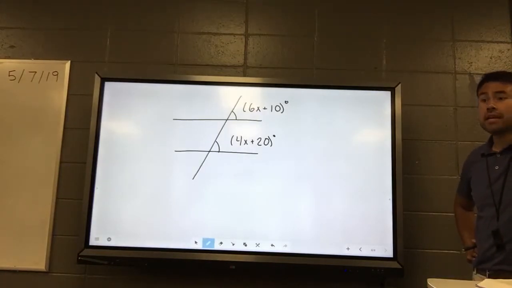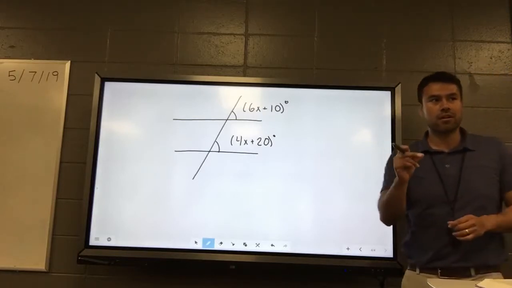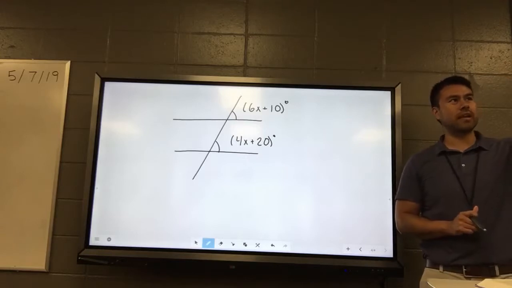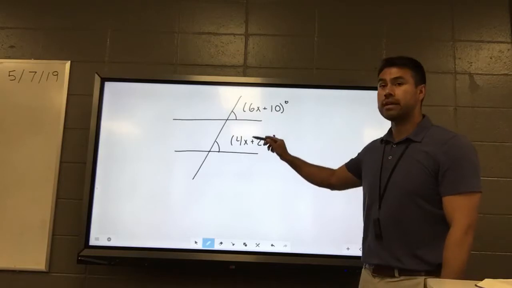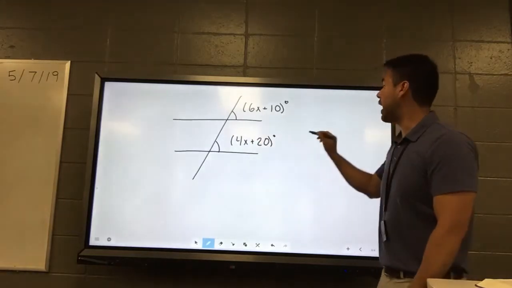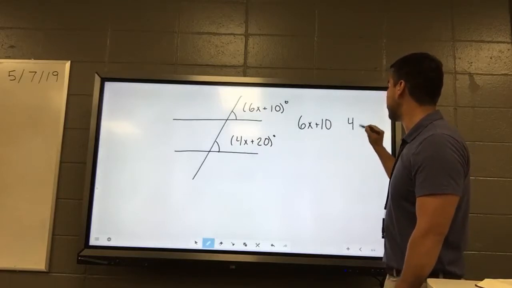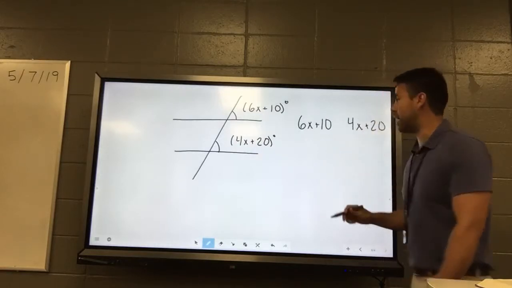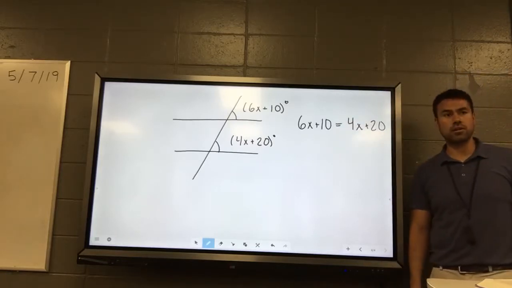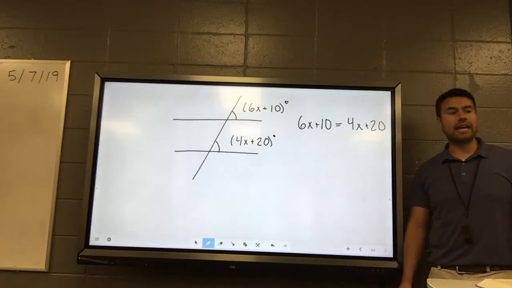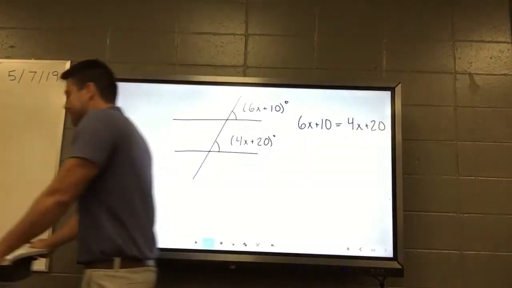Equal. They are equal because what type of angles are they? Think of today's lesson. They are either alternate interior, alternate exterior, or corresponding. They're corresponding. These two are equal to one another. Is that correct? So I know that 6x plus 10 and 4x plus 20 have to be what? Equal to one another. Find x. Go ahead and use your skills to find what x is.